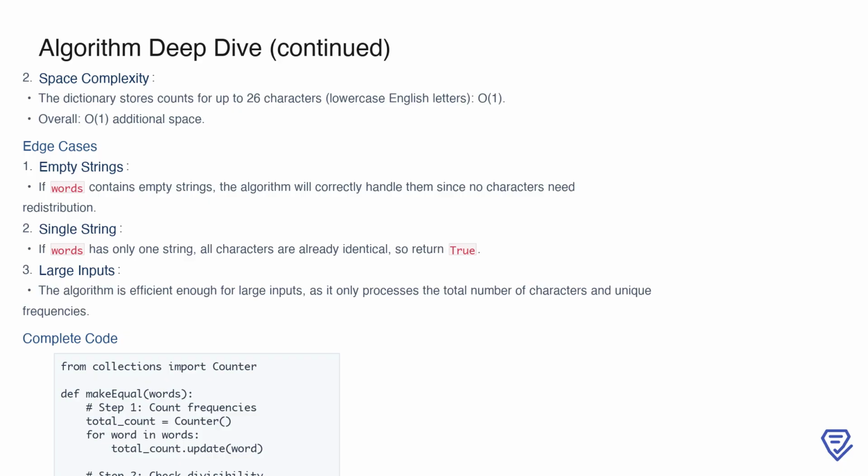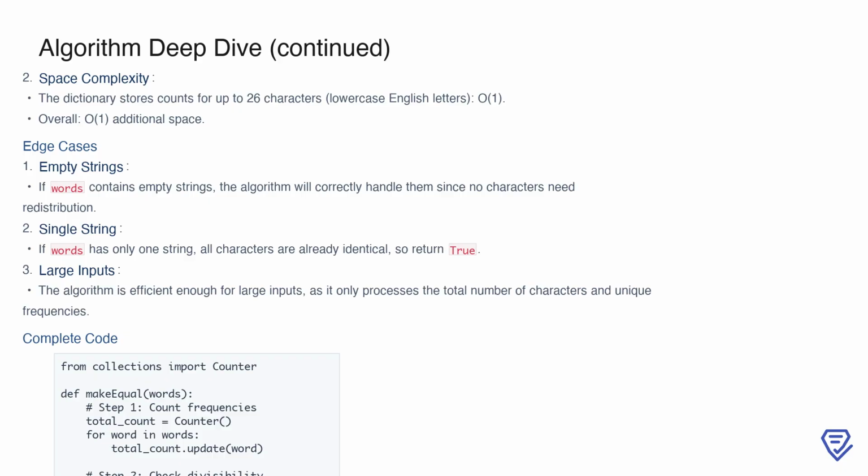For an input with just one string, redistribution is trivial since the single string is already identical to itself, so the result is true. Additionally, the algorithm is designed to handle large inputs efficiently without compromising correctness, as it only processes the total characters and unique frequencies. Here's the complete implementation of the algorithm in Python.